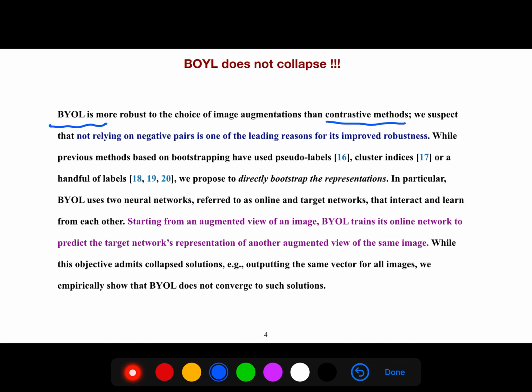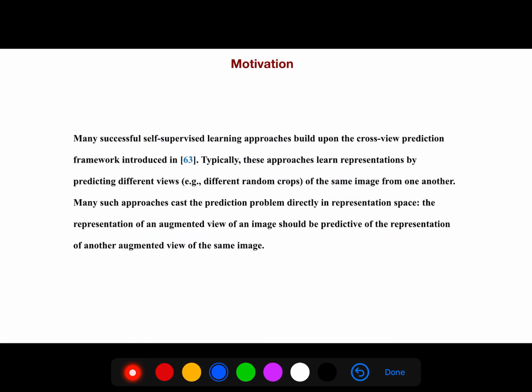Previous methods based on bootstrapping have used pseudo-labels, cluster indices, or a handful of labels. We propose to directly bootstrap a representation. So starting from an augmented view of an image, the BYOL algorithm trains its online network to predict the target network's representation of another augmented view of the same image.